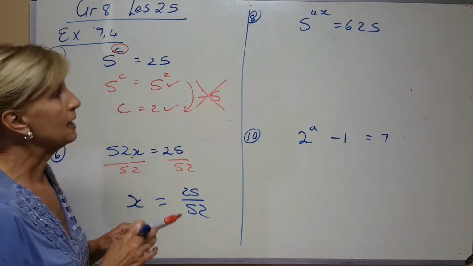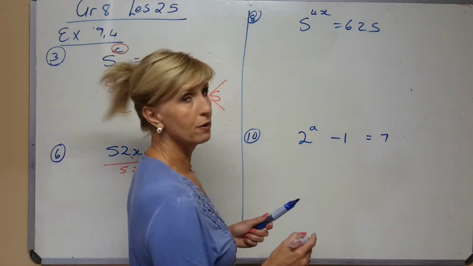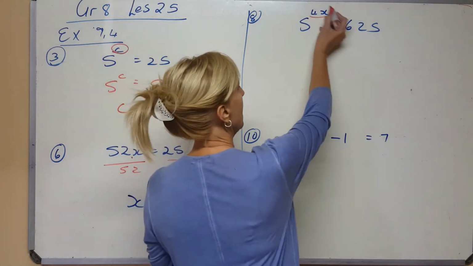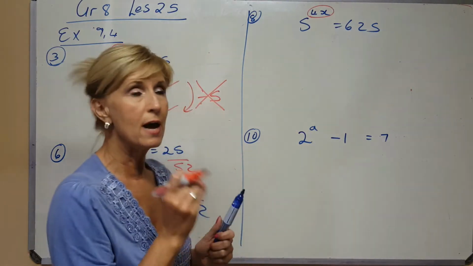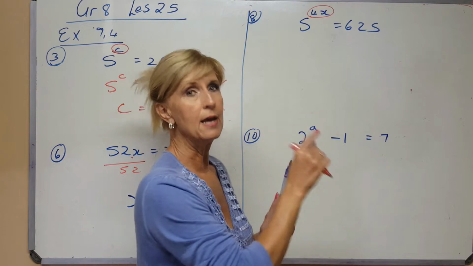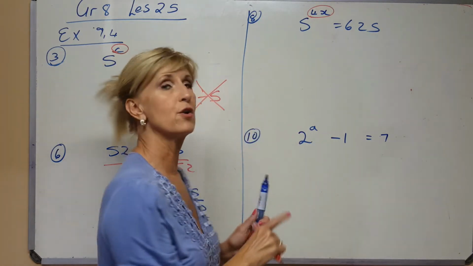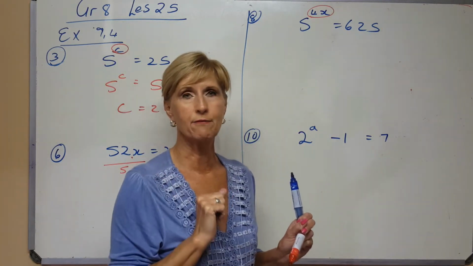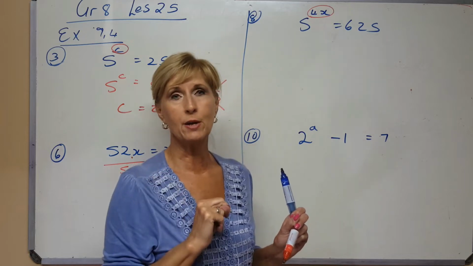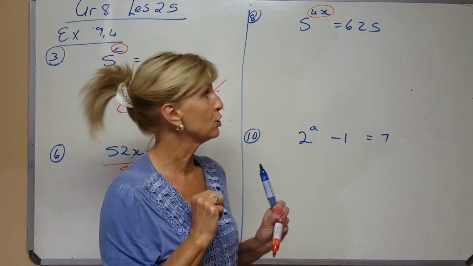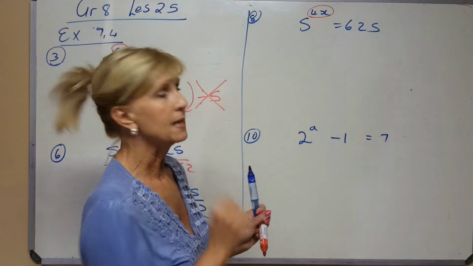Met hierdie enetjie, is ek besig met magte? Am I busy with powers? Definitely. 5 to the power of the unknown. So ek wil magte van 5 hê. I want powers of 5. So I need to know 5 to the 1 is 5. 5 to the 2 is 25. 5 to the 3 is 125. 5 to the 4 is 625.